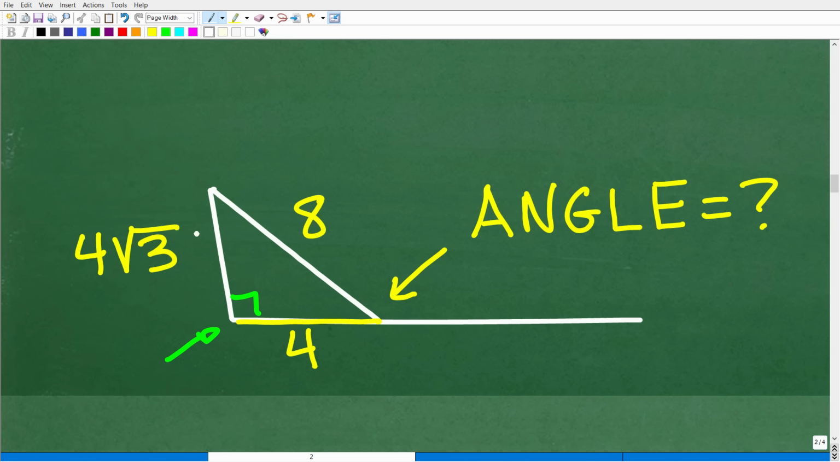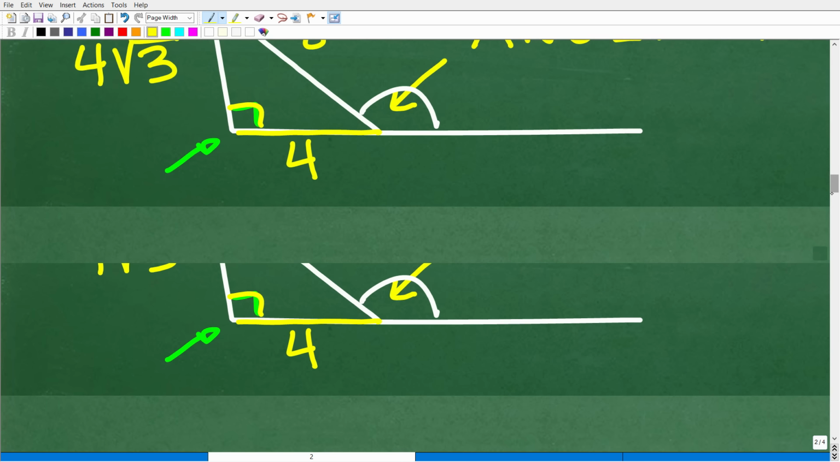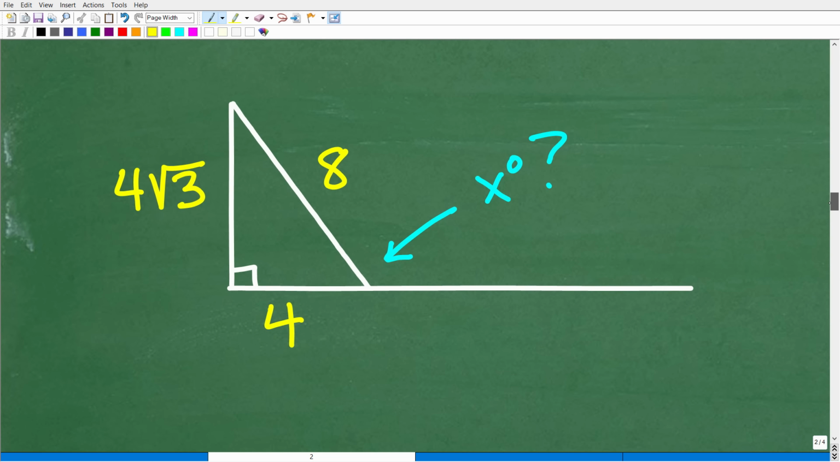But in this case, we verified, using the Pythagorean theorem, that we have a 90-degree angle. Okay, so how do we get to this angle right here? Well, if we only have 90 degrees here, we'll have to use sine, cosine, or tangent. Now, we could use these trigonometric functions, but why go through all that if we already know that this is a 30-60-90 special right triangle? So that's what we're going to do. We're going to make our life a lot easier.